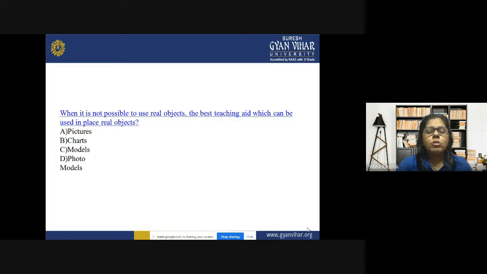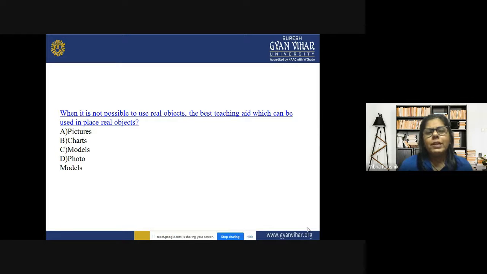When it is not possible to use real objects, where it is very difficult for the teacher to use real objects, which is the best teaching aid that can be used in place of the real object? Which teaching aid can be used by the teacher to teach the students the concept, and which can easily replace the real object? Now the options are A.